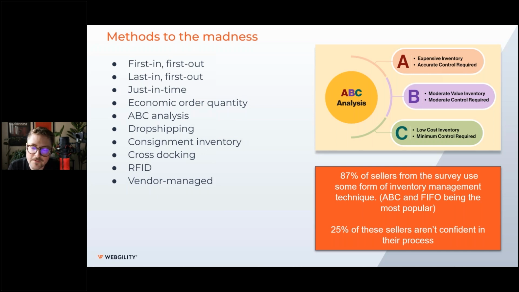So another tidbit from our inventory survey: 87% of the sellers from this survey use some form of management technique, which is good. It's good to have a technique for your inventory. And ABC and first in, first out, again, are the most popular. But 25% of the sellers that use these inventory management techniques aren't necessarily confident that they're using the right process.